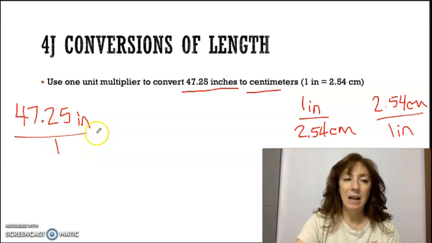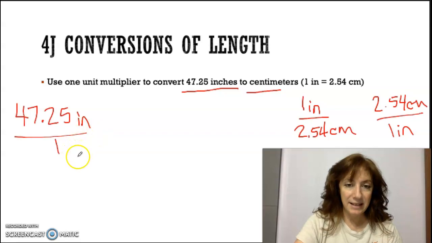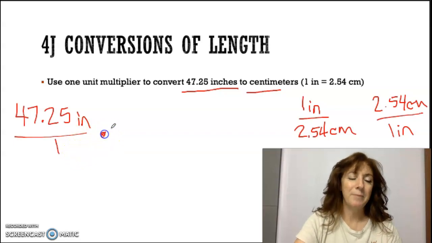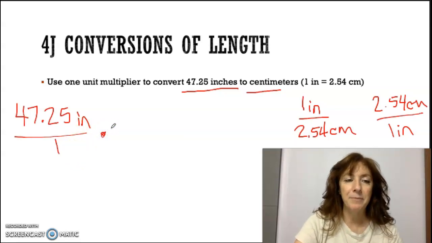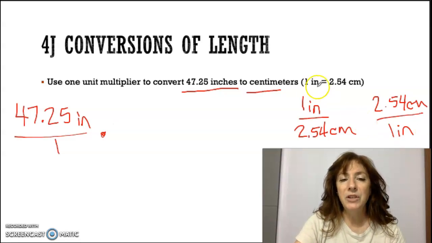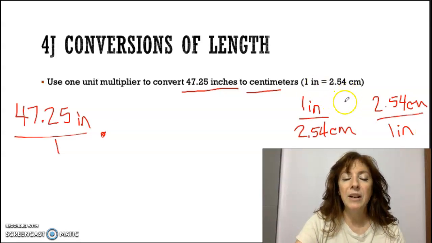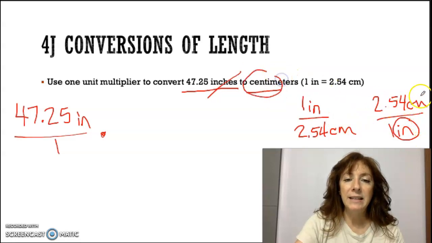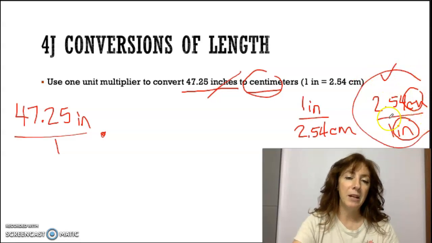This doesn't get a denominator, and it doesn't get units in the denominator. It just gets the number 1, just to set it up as a fraction. I want to choose the unit multiplier that has what I'm getting rid of in the bottom and what I want to find in the top. So this is the one, the unit multiplier I'm going to use.